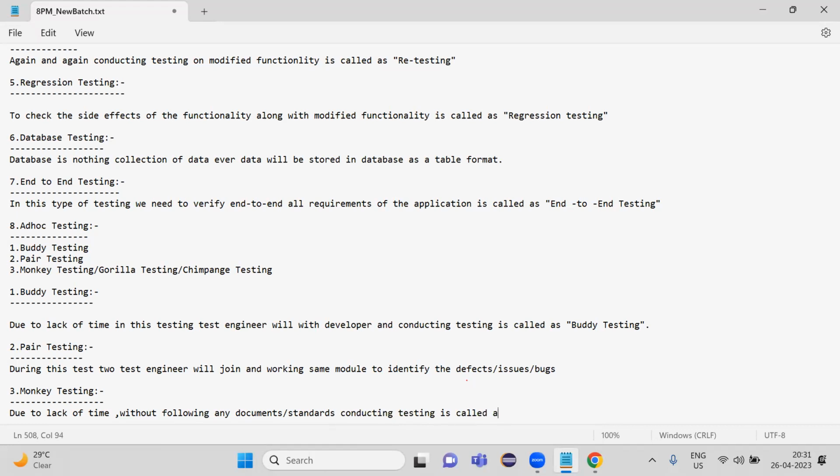It's called monkey testing. Clear? Yes, sir. These are the testings.